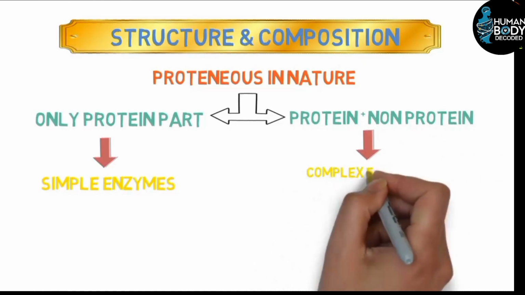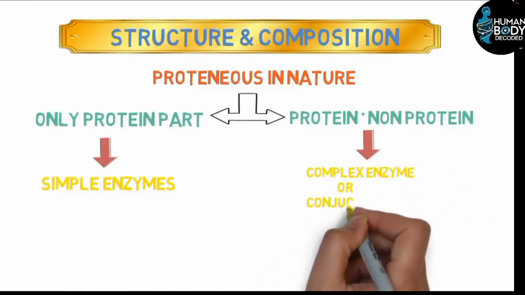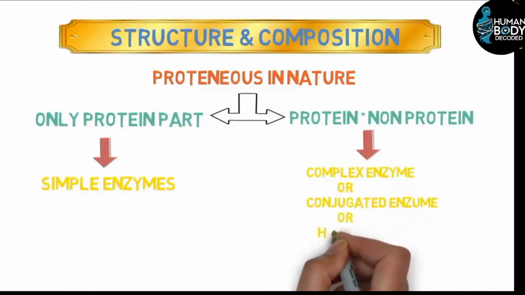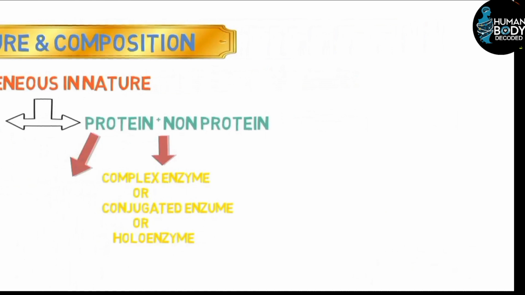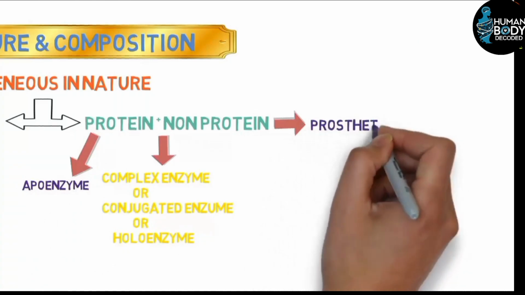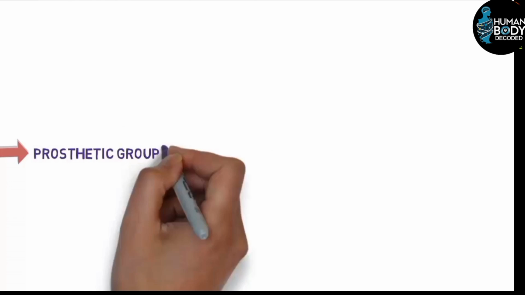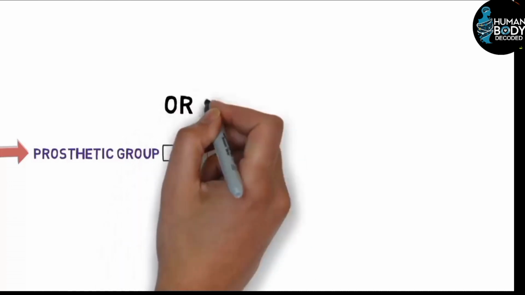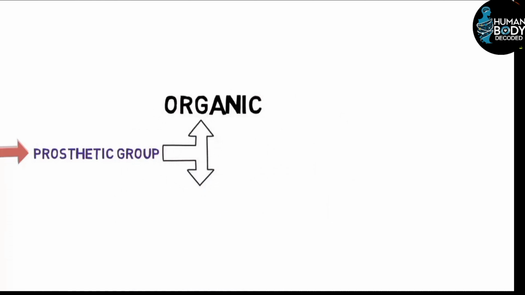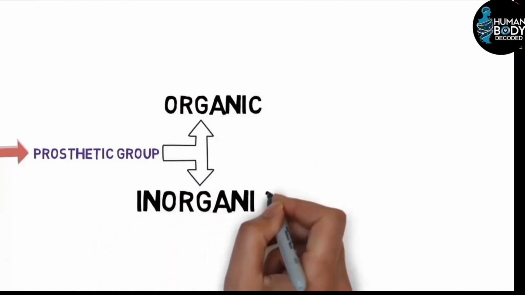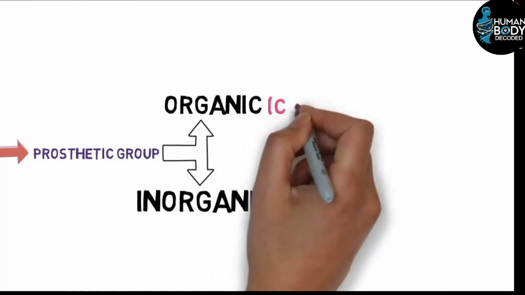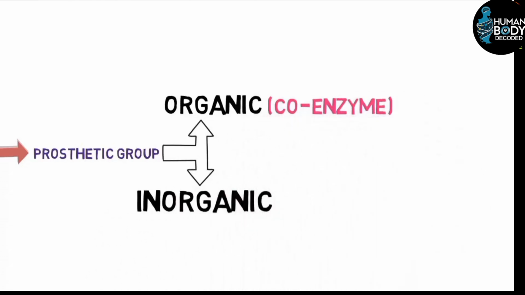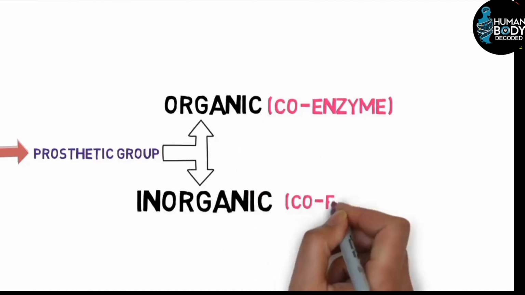These enzymes are made up of two parts, in which one part is protein and the other is non-protein part. The protein part of a conjugated enzyme is called an apoenzyme, and the non-protein part is called the prosthetic group. Again, the non-protein part is of two types, which are listed below. The non-protein part of a conjugated enzyme can be either organic or inorganic. If it is organic, it is called a coenzyme. If it is inorganic, it is called a cofactor.